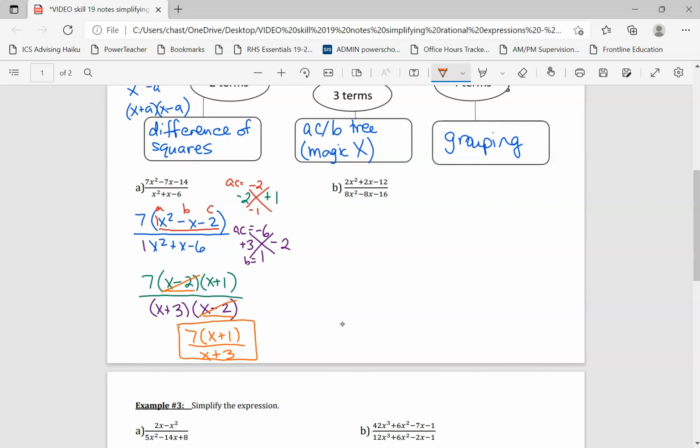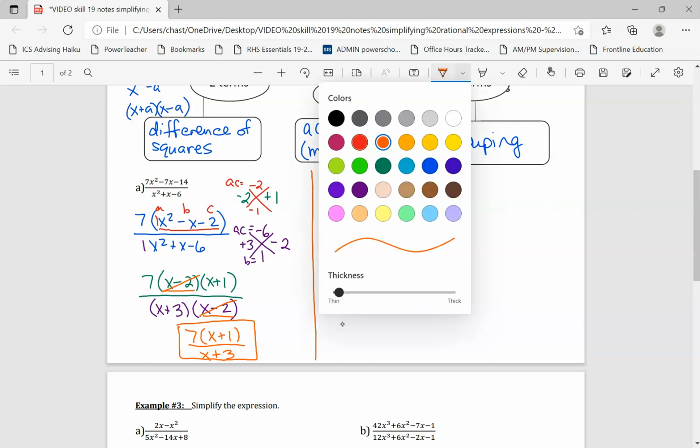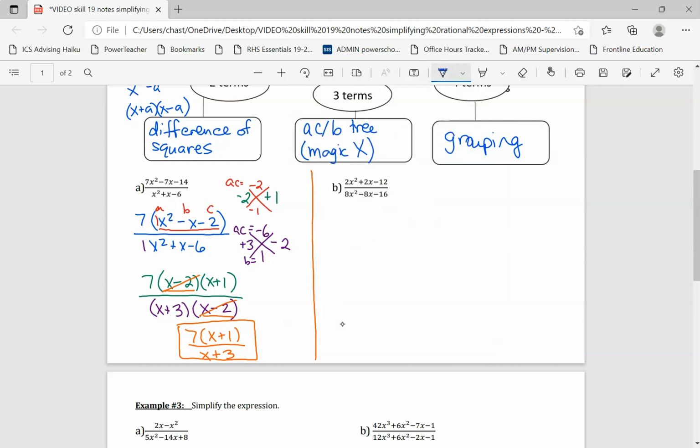That's our simplified function. Okay. All right, let's try another one. I'm going to go a little faster here. On the second one, I can factor out a 2 on the top, and that gives me x squared plus x minus 6. That looks similar to what we just did a moment ago. That was the denominator of the last one, so I am not going to make a new magic x. I'm just going to write those factors as x plus 3 and x minus 2.